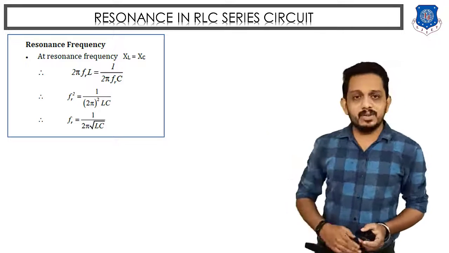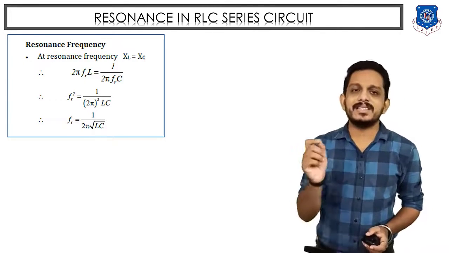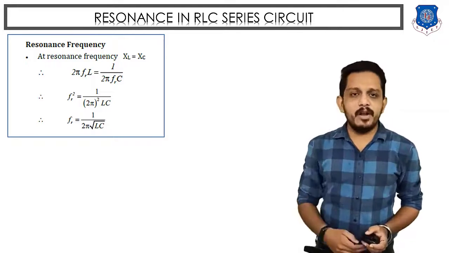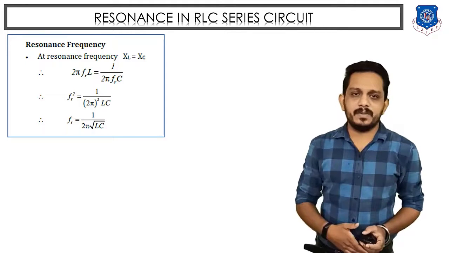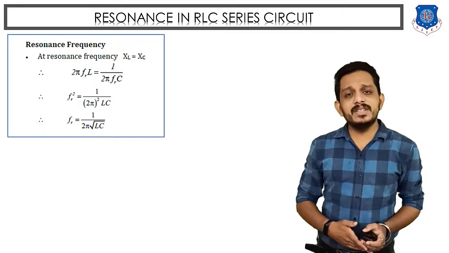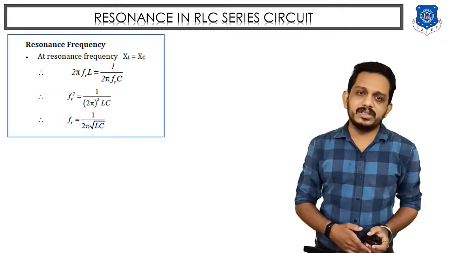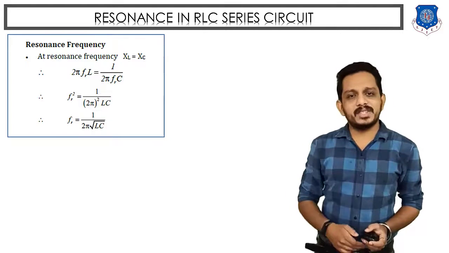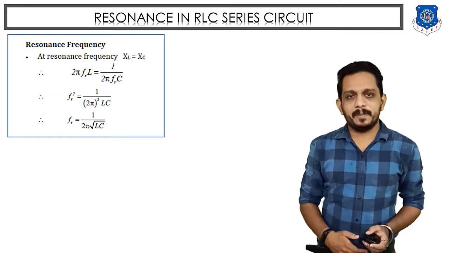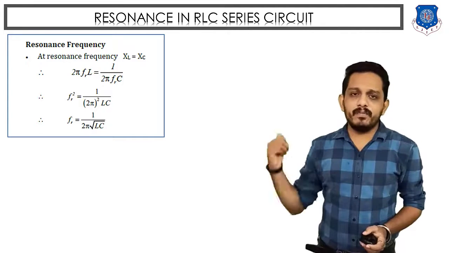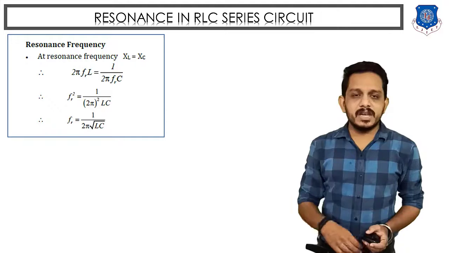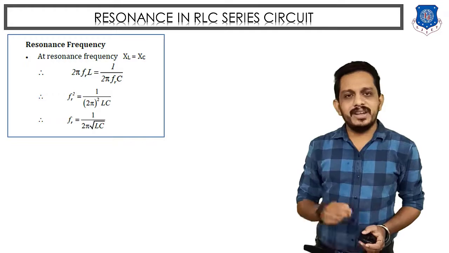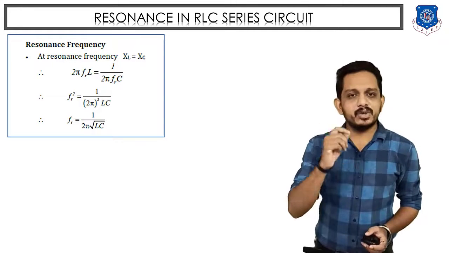To define the resonance frequency, we first take the equation XL is equal to XC. Put the value of XL as 2 pi FL and the value of XC as 1 upon 2 pi FC. If we bring frequency on one side and all other terms on the other side, then F square is equal to 1 upon 4 pi square LC. Taking the square root of F square, F is equal to 1 upon 2 pi under root LC. So this equation is known as the equation of resonance frequency.